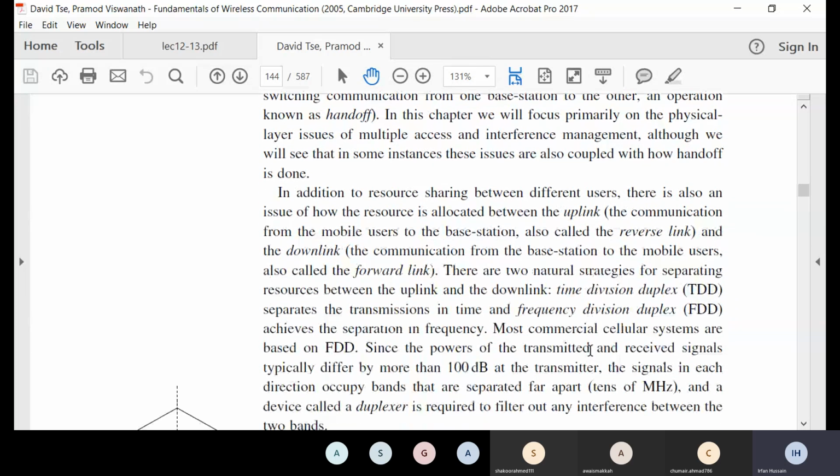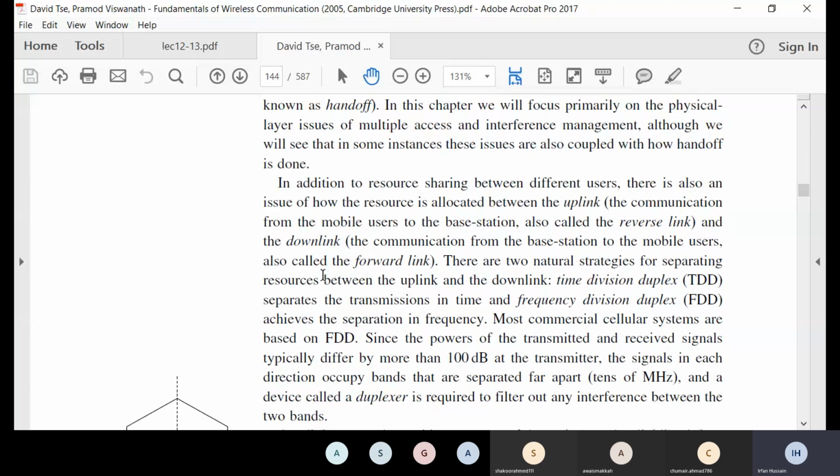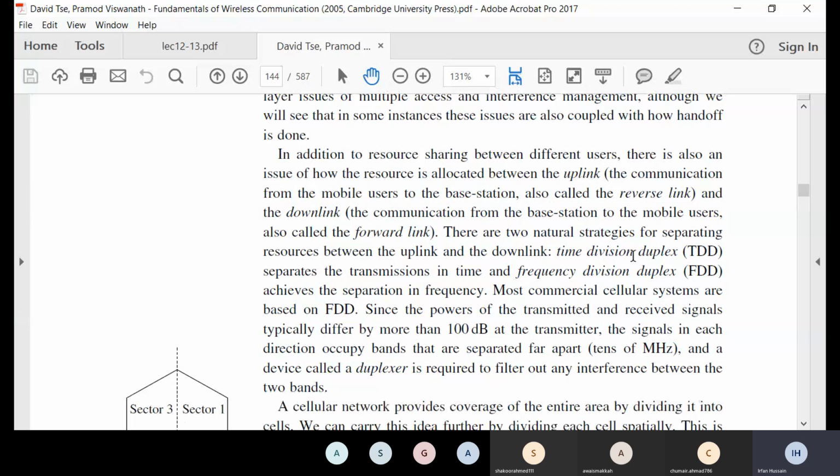So you all know you have an uplink and a downlink. Uplink is from the mobile to the base station, downlink from the base station to the mobile. And we have these strategies, time division and frequency division. Both are in operation, but mostly FDD is used.